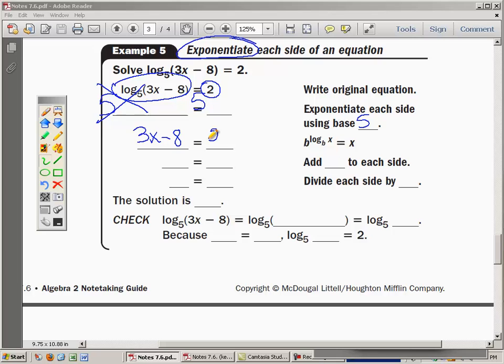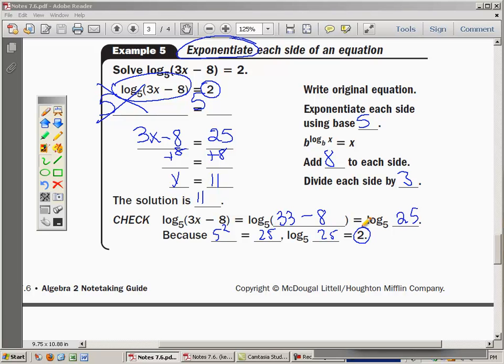5 to the second power is 25. From there, we're going to add 8 to both sides, and I get 3x is equal to 33, and dividing both sides by 3 tells me that x is equal to 11. Okay? The solution is 11. Plug it in to check. This is log base 5 of 3 times 11, which is 33, take away 8. On the other side, this is log base 5 of, and then 33 minus 8 becomes log base 5 of 25. And because 5 squared is equal to 25, log base 5 of 25 is equal to 2.